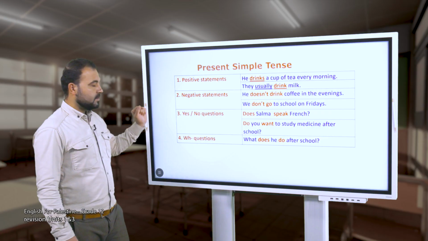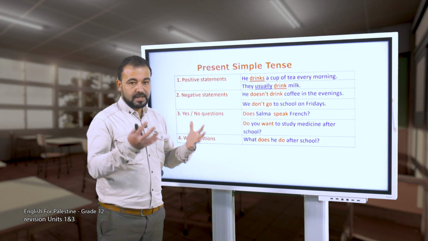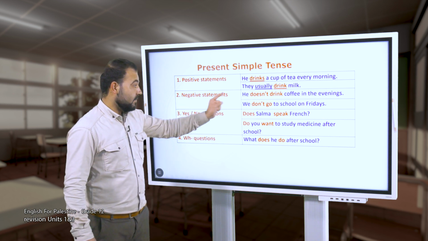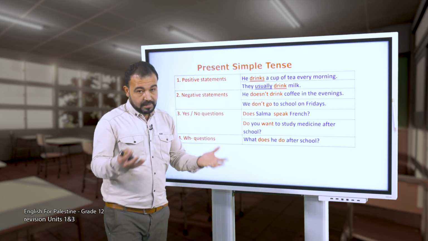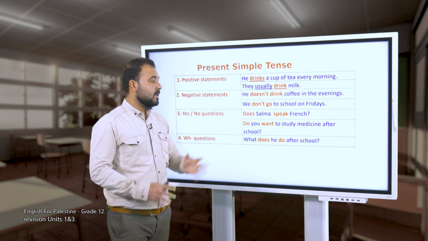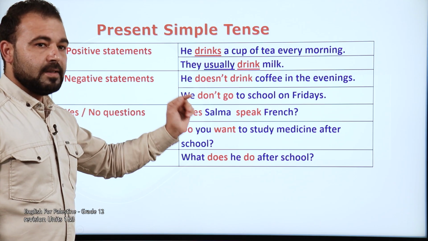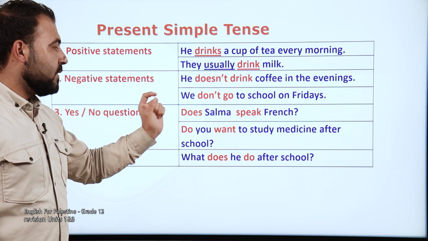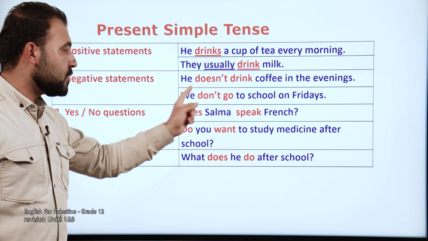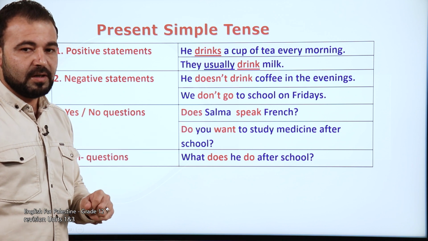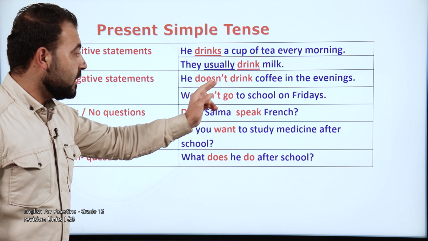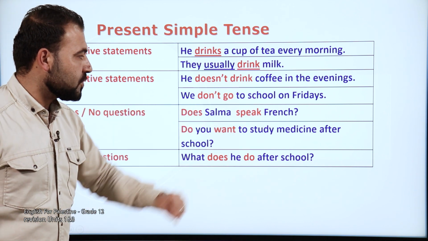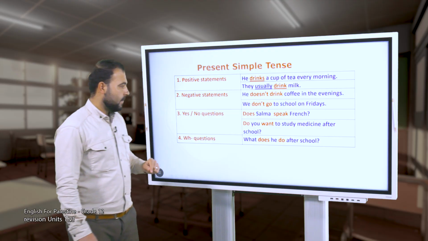Negative statements. Number 2, how do we form negative statements using present simple tense? If the subject is singular, or by the way, uncountable noun, we use doesn't and the verb in the infinitive form. If the subject is plural, we use don't plus the infinitive form of the verb. He doesn't drink coffee in the evenings. We don't go to school on Fridays.